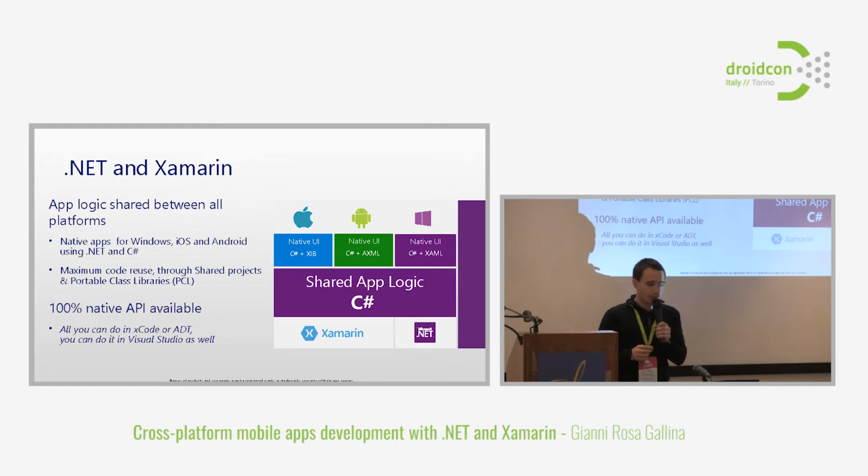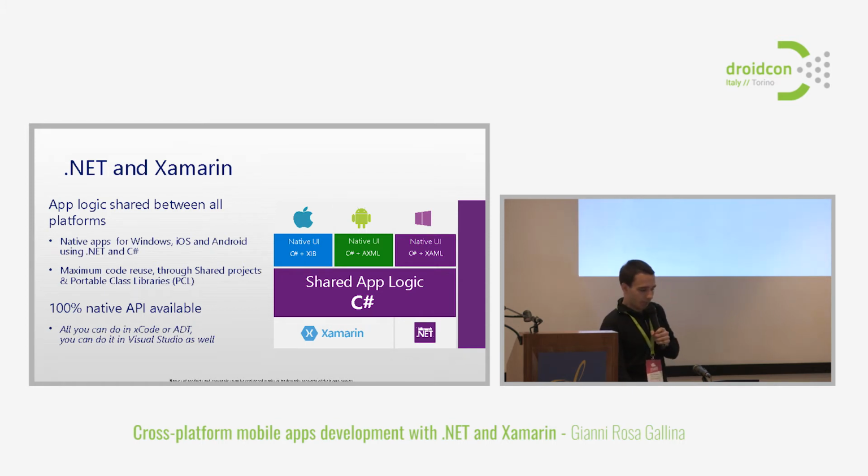But the most important thing is that we have 100% of the native API available. What you can do in Android Studio, what you can do in Xcode, you can do as well in Visual Studio. There's an interesting thing: each time a new feature or new version of each development platform comes out, Xamarin is updated the same day it is available for native developers. So since the first day, you have all the tools and libraries available for your application developed in .NET and Xamarin.